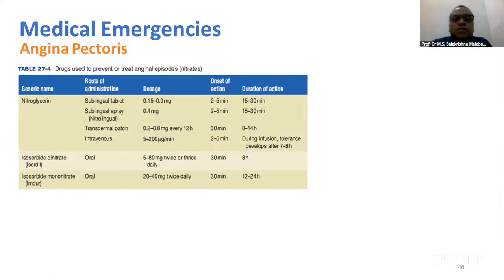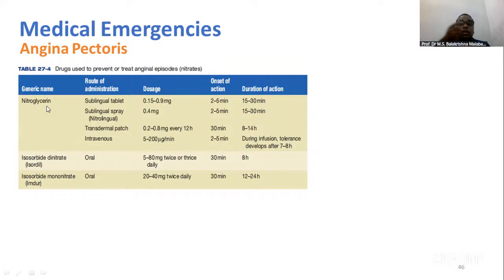Then what are the drugs we need to give to treat angina? One is your sublingual nitrate tablet, right? So you should know what that is and what the other alternatives are also. So sublingual nitrate tablet or nitroglycerin, or you can call it sublingual spray, transdermal pouch. These are all under nitroglycerin.